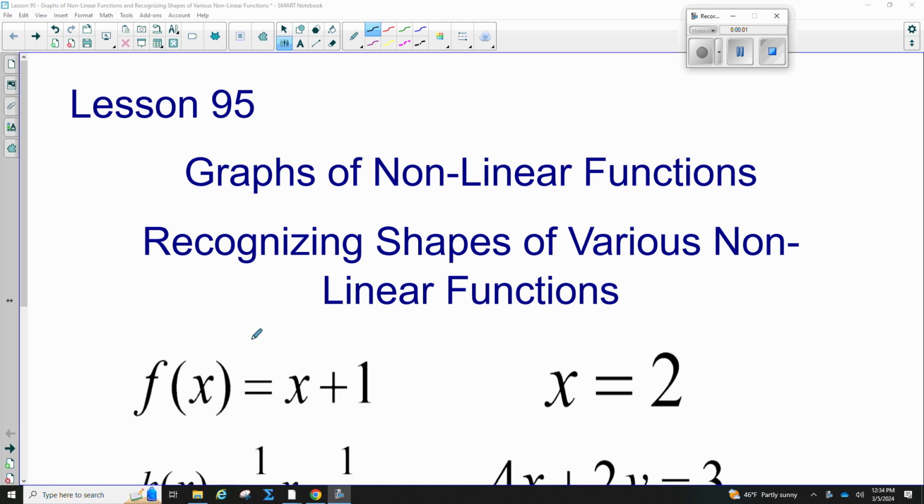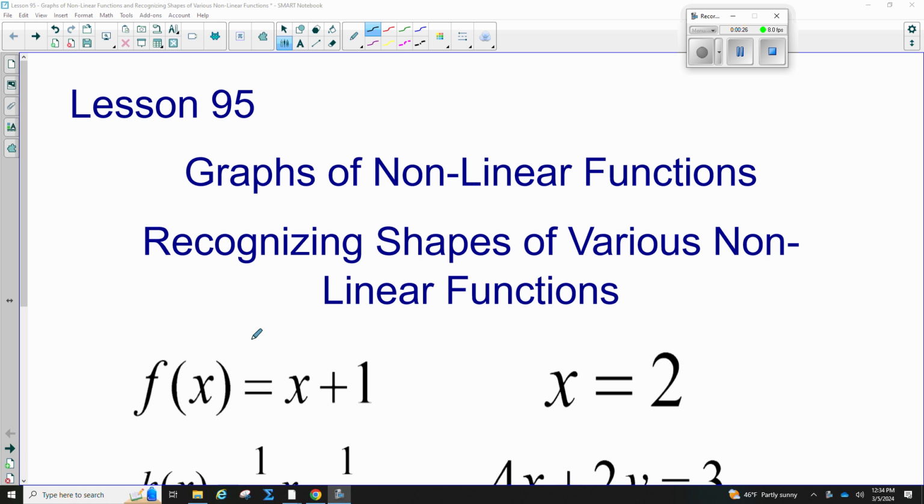All right, lesson 95, graphs of nonlinear functions. Recognizing shapes of various nonlinear functions. Okay, this is going to just be matching. It's going to be very basic for you. It will get harder through Algebra 2 and Algebra 3, but really today we're just going to be like, can you recognize a quadratic, a parabola?